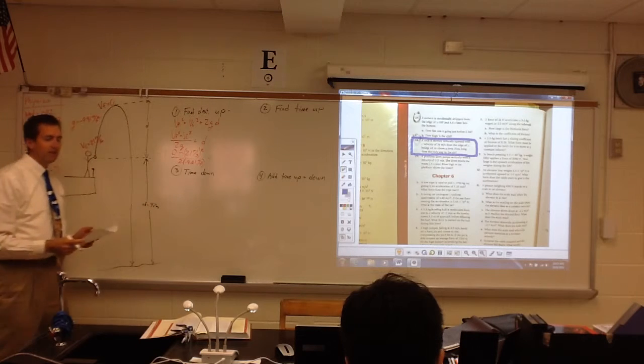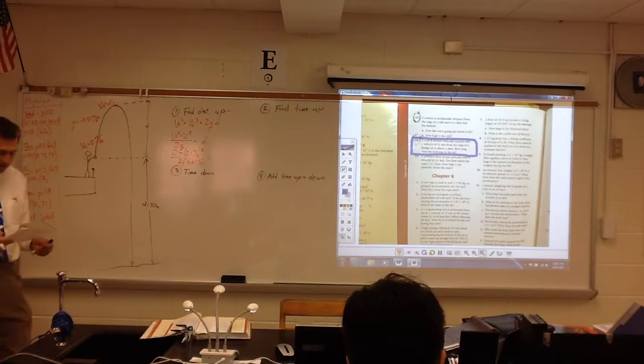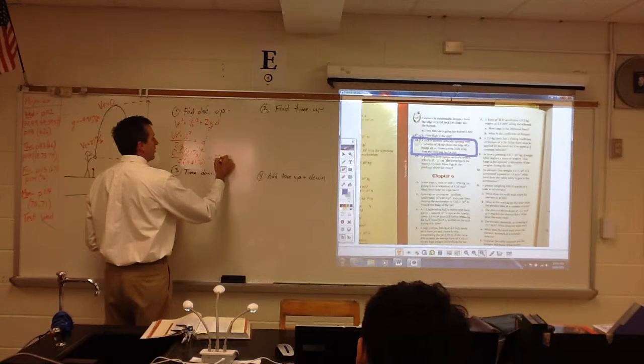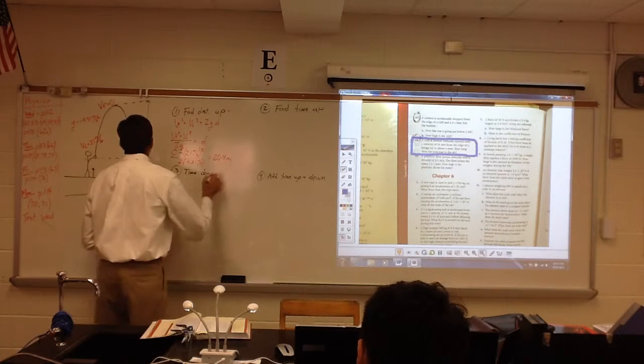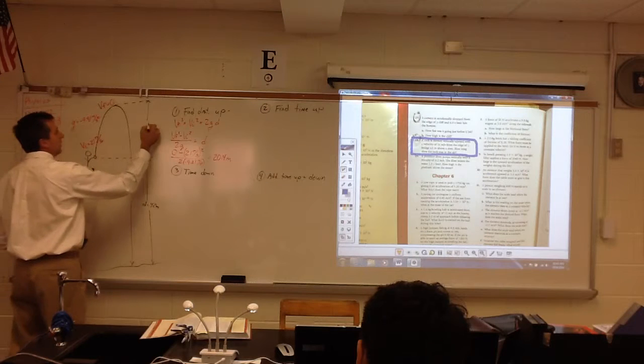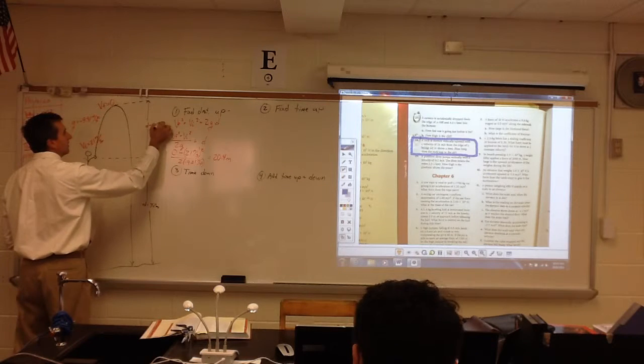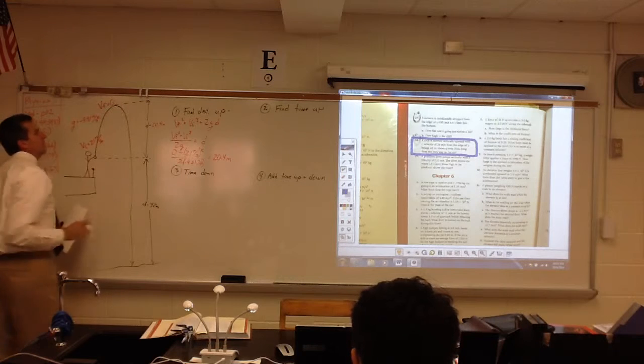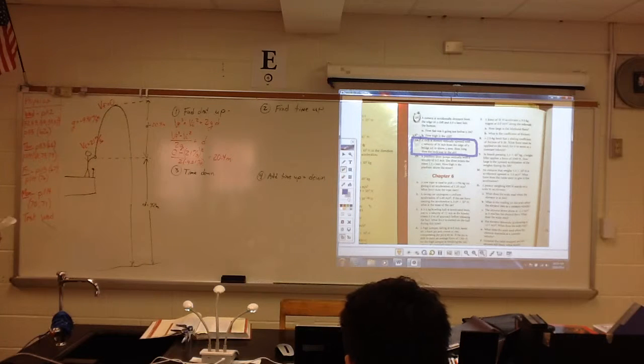To speed things up a little, I've done the math in advance. And it turns out that that distance is 20.4 meters up. So now we know that this rock went up 20.4 meters. Well, how much time did that take?